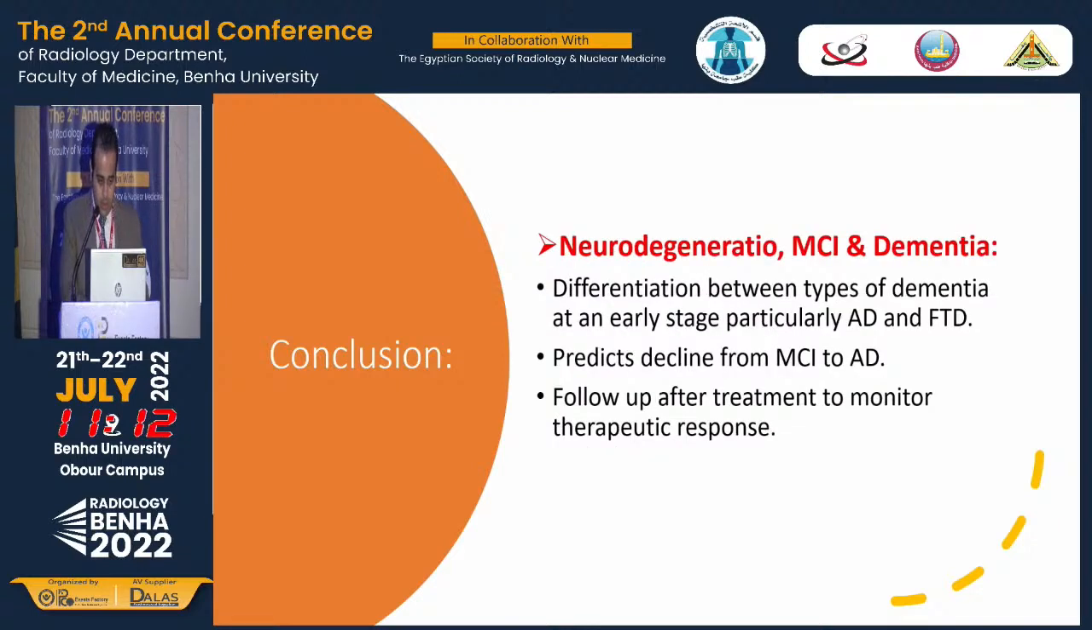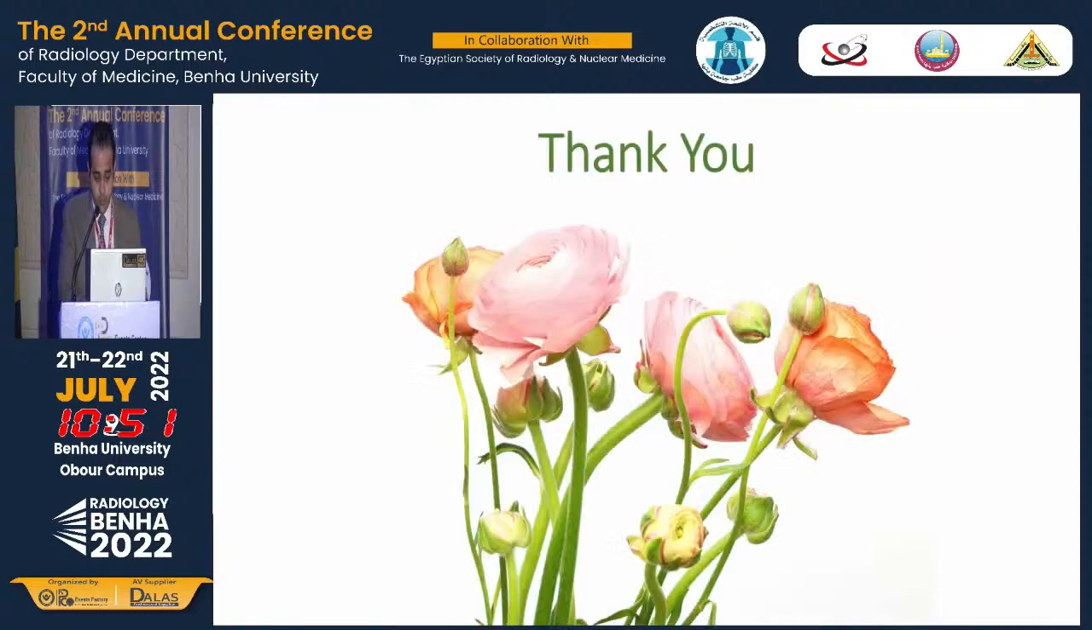Finally, in neurodegeneration, mild cognitive impairment, and dementia, it differentiates between types of dementia at an early stage, particularly Alzheimer's and frontotemporal dementia. It predicts decline from mild cognitive impairment to Alzheimer's disease, and it's used in follow-up after treatment to monitor therapeutic response. Thank you.